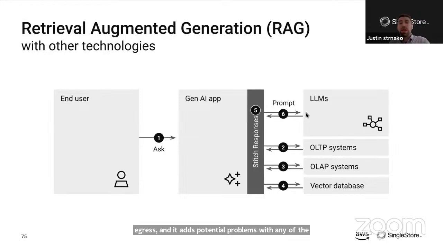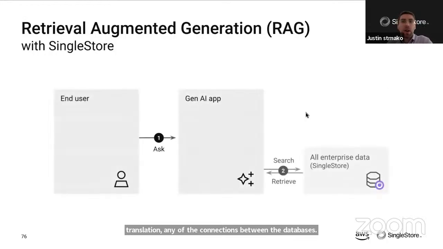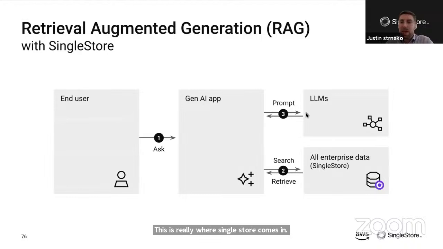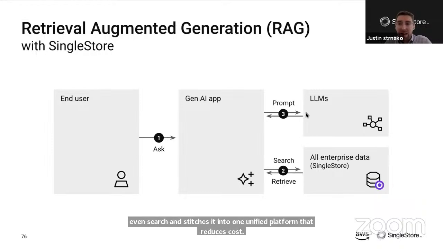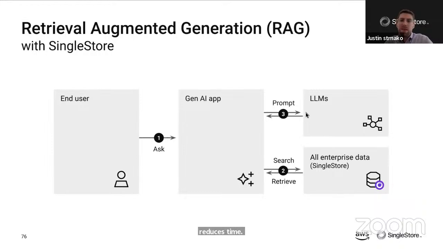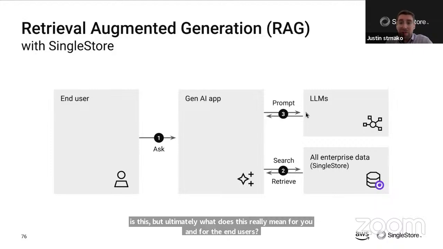If we were to simplify this a little bit further, this is really where SingleStore comes in. As I said at the top of this presentation, SingleStore is a hybrid database platform, meaning it takes transactions, analytics, vectors, and even search, and stitches it into one unified platform that reduces cost, reduces time, reduces latency, and reduces complexity. But ultimately, what does this really mean for you and for the end users? It means less cost, faster, and better responses.